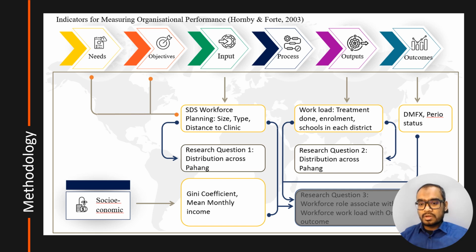And for objective number two, which is the distribution of workload, the variables needed are treatment done, number of enrollment for each school, and number of schools in each district. And research question number three will not be discussed in this presentation.